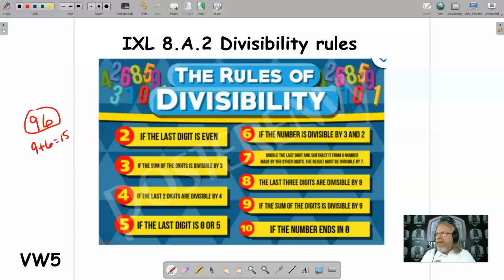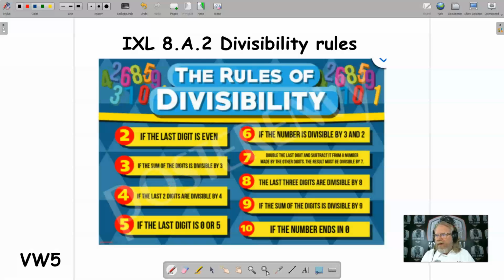So that's what we mean by that rule, and the rule for 9 is pretty much the same way. If you add up the digits and the sum of those digits is divisible by 3, then the very number that you got those digits from is divisible by 3 as well.